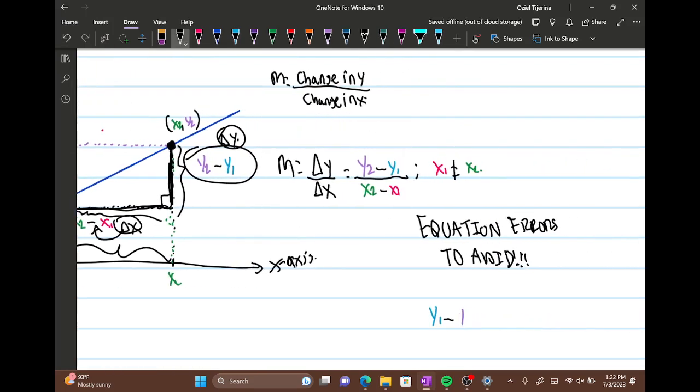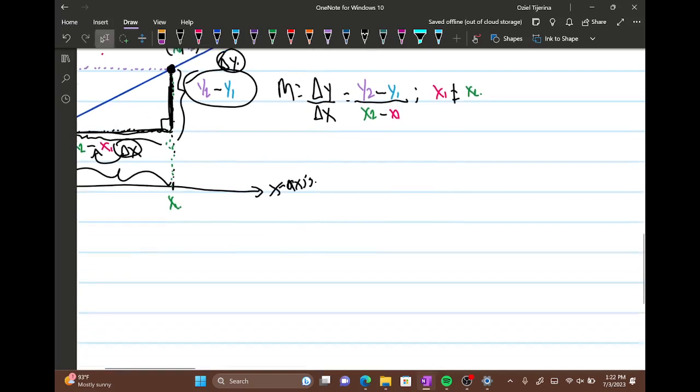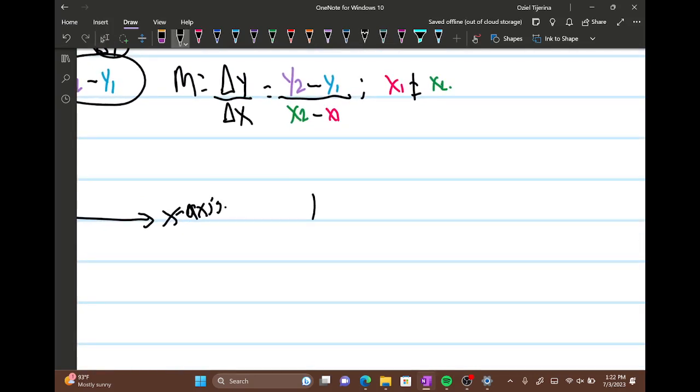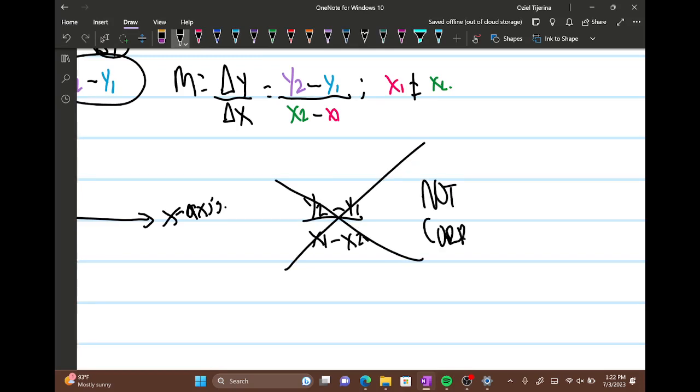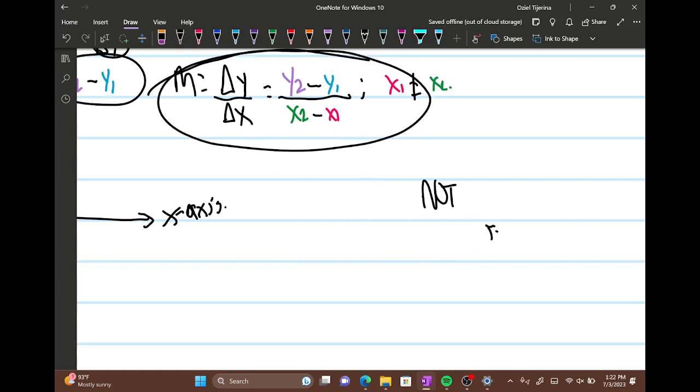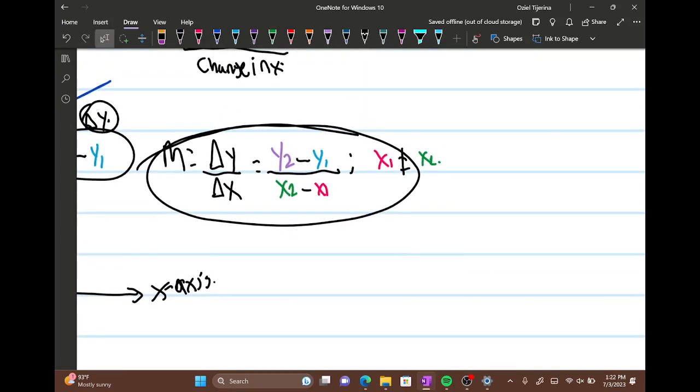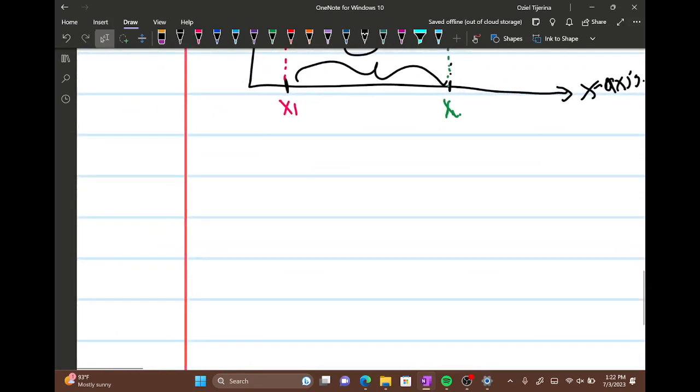It really doesn't matter. I don't even want to write that equation because I don't want to confuse anybody. Also, the incorrect way to do it, do not do y2 minus y1 over x1 minus x2. This is not correct, guys. You do not want to do that, okay? Always follow this formula. Do not do this other stuff here. Just remember this formula, and you'll be okay. So now we're going to go over some examples.